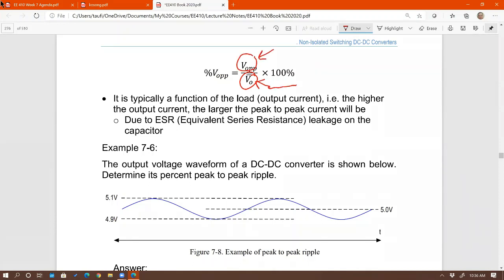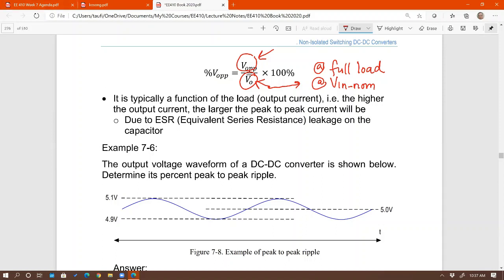This is typically, I forgot to add this into your notes, all done at full load. Why? Because that's where you have the worst case peak-to-peak ripple. That's when you get worst case peak-to-peak ripple. So you measure at full load, right? And typically you also use V in nominal.